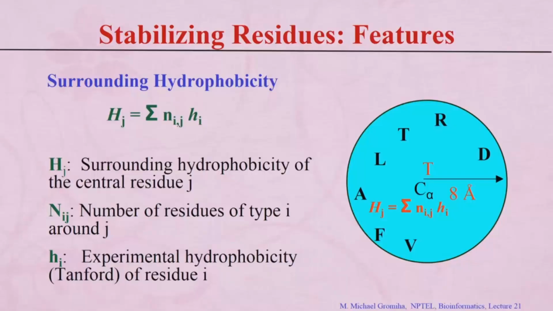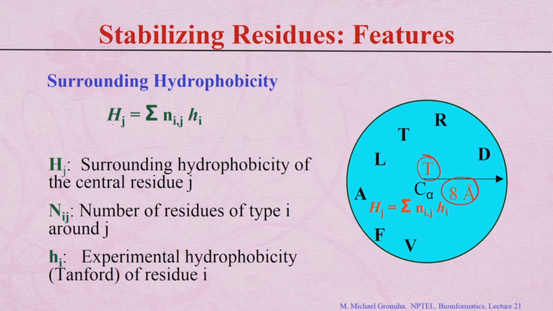And for each residue you can construct a sphere of radius r, here you can see the radius is 8 angstrom, and identify the residues which are occurring within this limit of 8 angstrom, and we have the experimental value for each residue which is surrounded by a central residue. This is the central residue. Then we add the values and finally you get the surrounding hydrophobicity of the central residue.